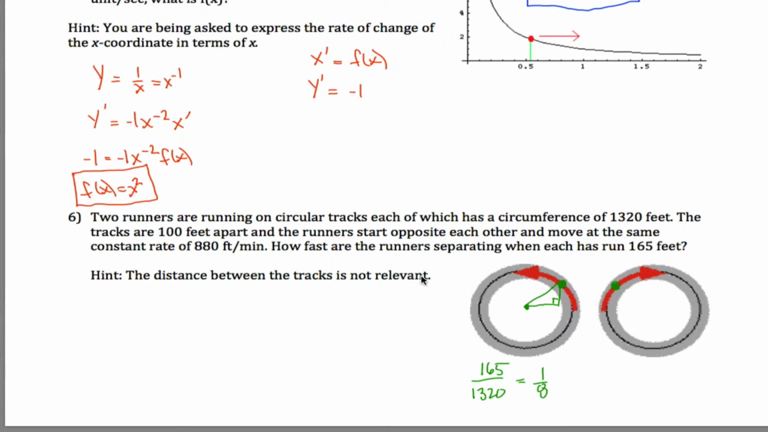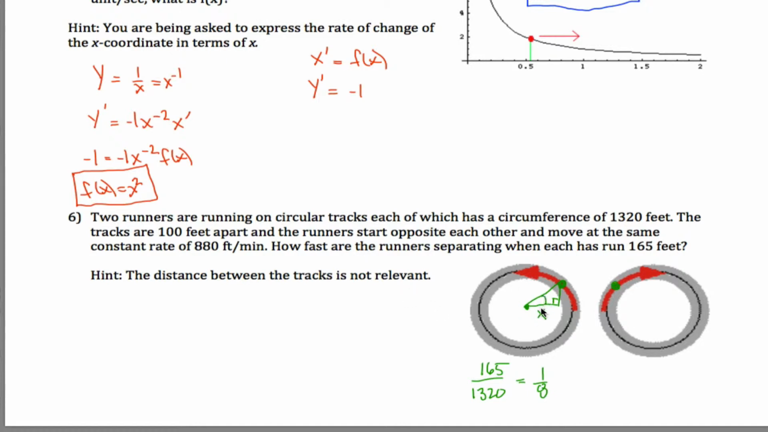So okay, let's see. What am I trying to figure out here? How fast are the runners separating? So really, all I need to know is x prime. Well, that's not quite the answer, but if I figured out x prime, I'd know how fast this guy's moving in this direction. And twice that, since one's moving in this direction, one's moving the other, would be my answer. So x prime is what I want to figure out.